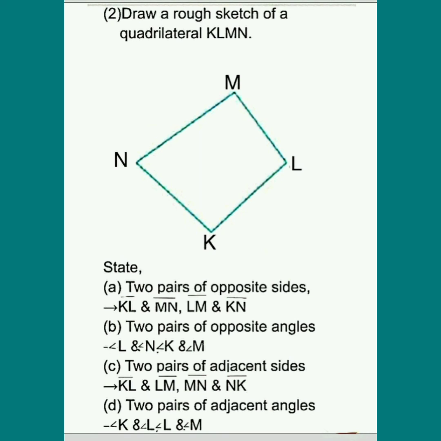And two pairs of adjacent sides. Now, two pairs of adjacent sides means they will have a common vertex. So, we can say KL and LM are adjacent sides. MN and NK are adjacent sides. Okay. Then two pairs of adjacent angles. Adjacent angles will have a common line segment. So, we say angle K and angle L, and angle L and angle M are adjacent angles.